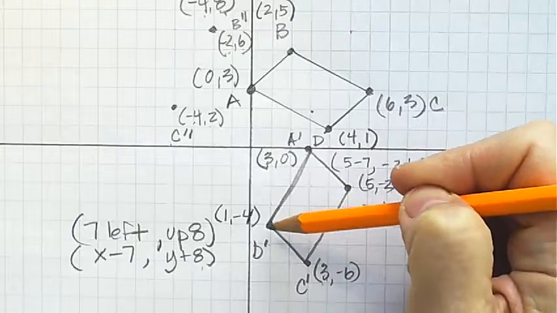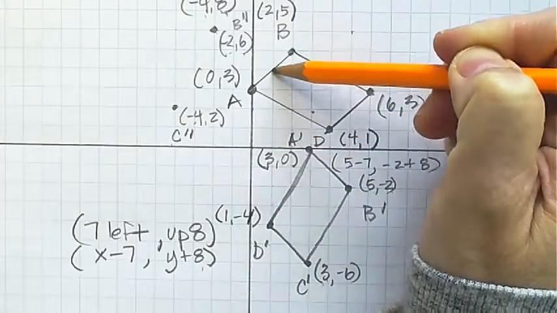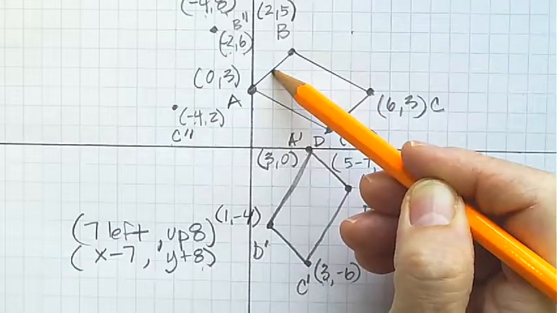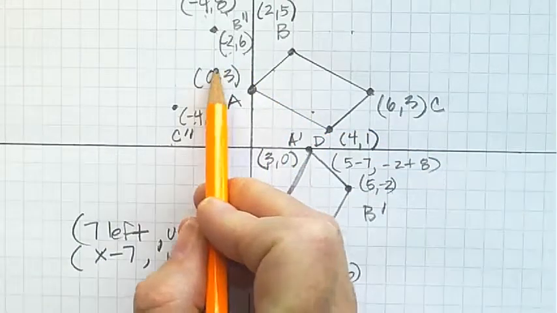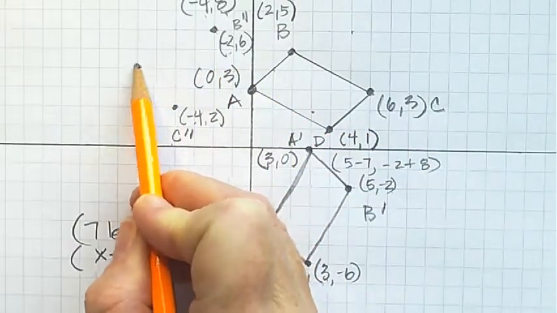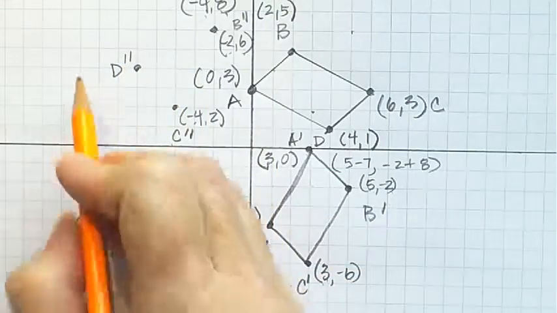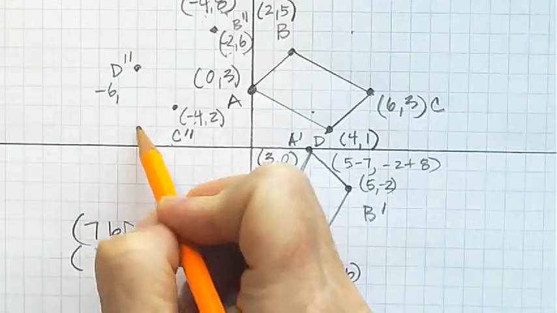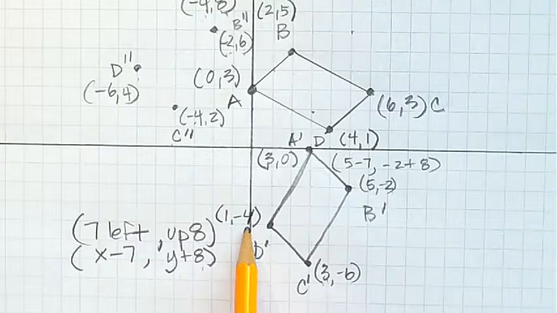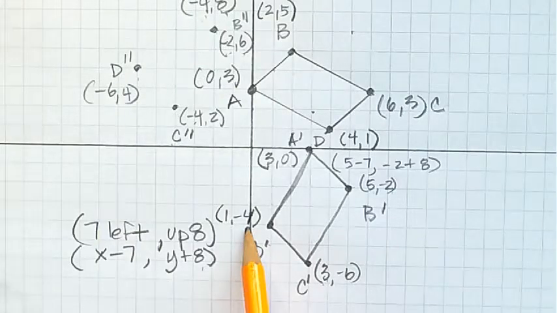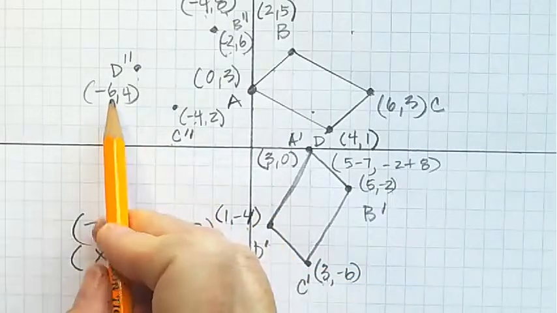Okay, I'm going to do the last point, D. If I go up 8 from -4, that's going to put me at +4. And if I go left 7 from +1, that's going to put me at -6. 2, 3, 4, 5, 6. So D double prime would be at -6 and +4. If I look at the coordinates, if I add 8 to -4, I get 4. If I subtract 7 from 1, I get -6.